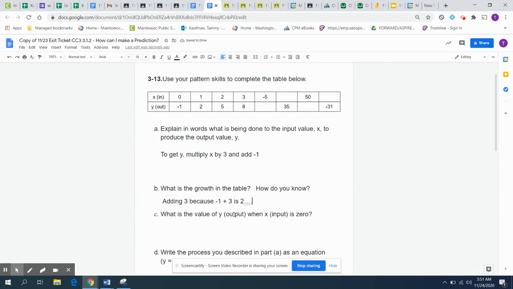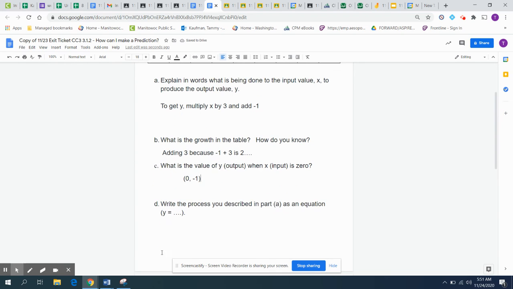Okay, and then it says, what is the value of y, that output, when x is 0? So when I go right here, remember, even in the guess my rule, that entry was important. That would be the point (0, -1). That's going to be important when we start writing equations. So (0, -1). Okay, so write this equation in y equals form. So again, if I go back up, it says to get y, I have to multiply 3 by x and add -1, or subtract 1. You could also write it like that.